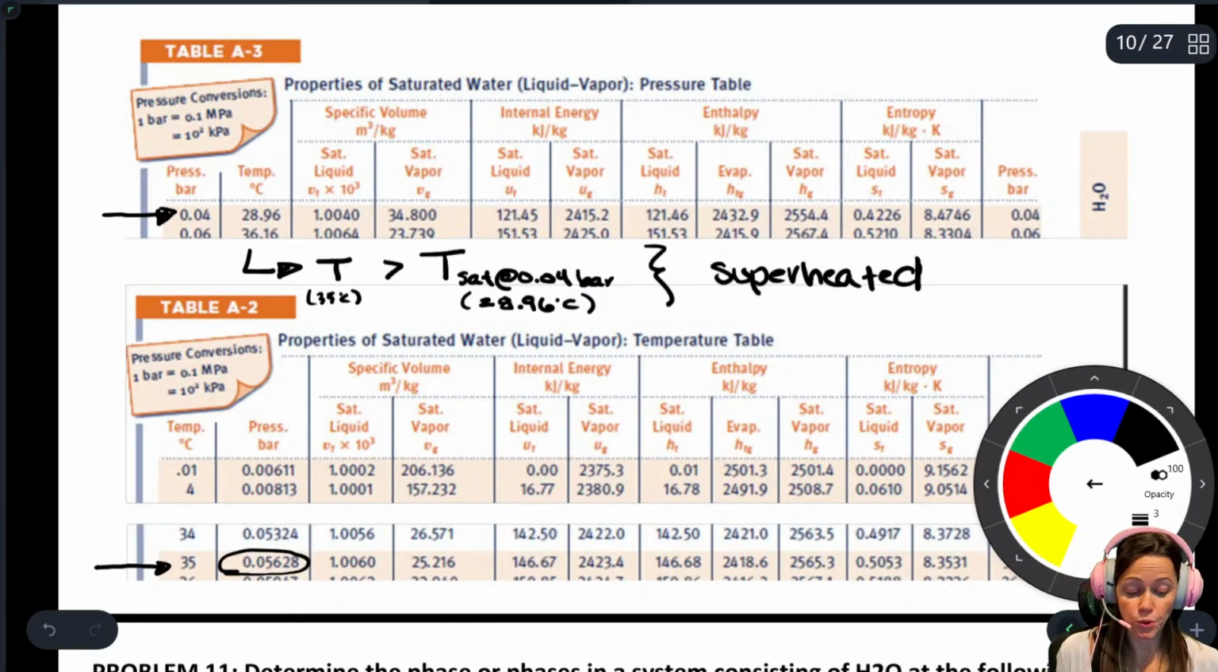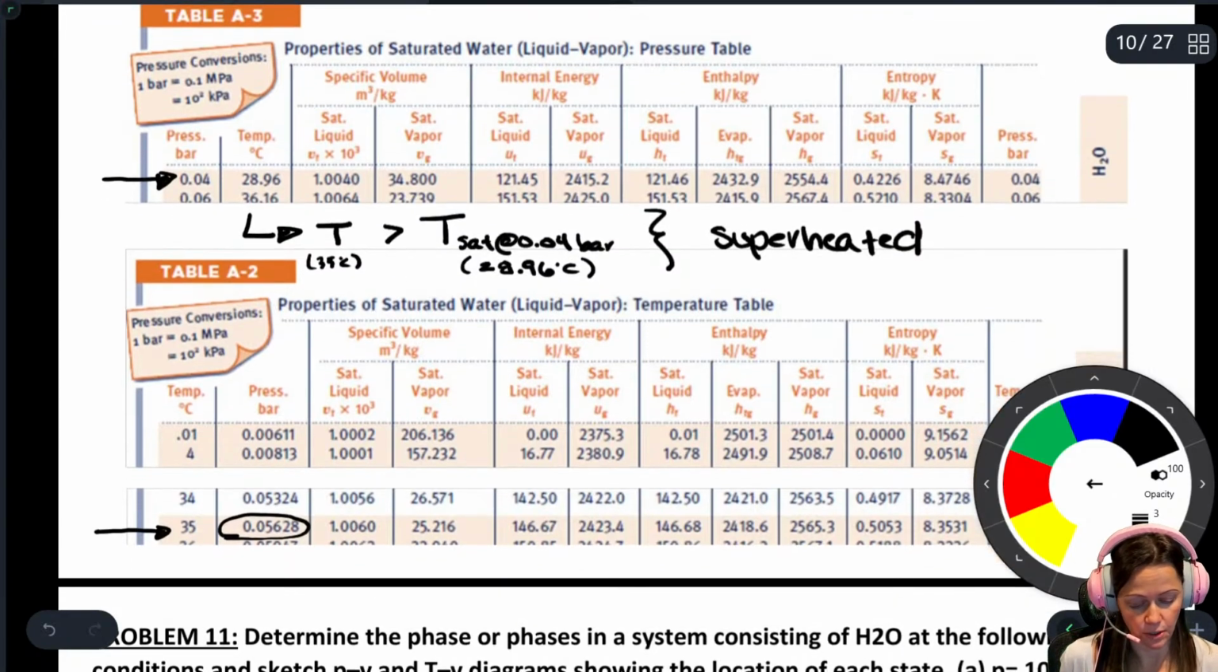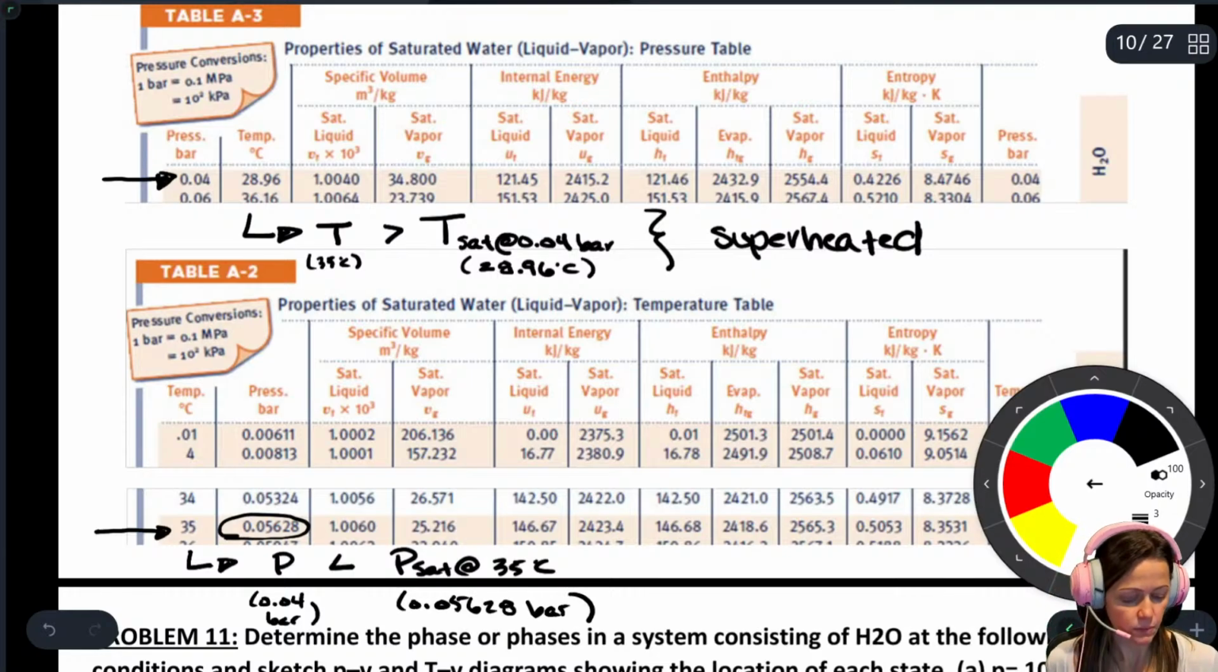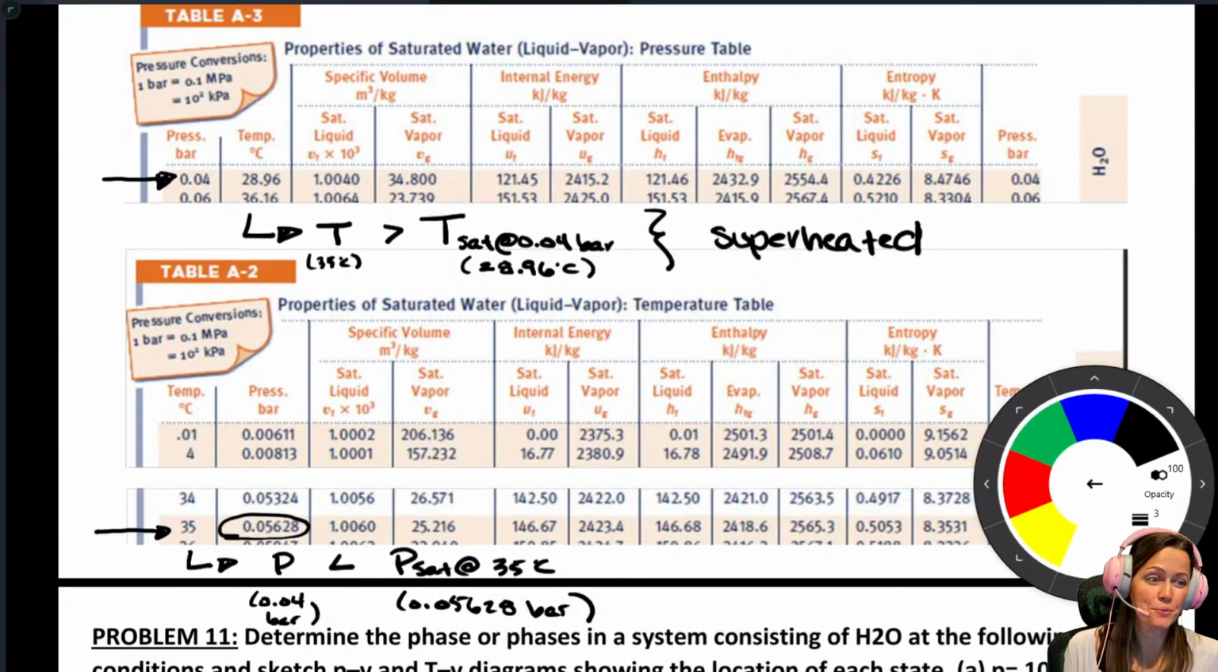Right? And you could do the same thing with the pressure. There was another rule that had something about the pressure. So our pressure, 0.04 bar, is less than the saturation pressure at 35 degrees Celsius, which is 0.05628 bar. So that's another way that we could tell that it's superheated.